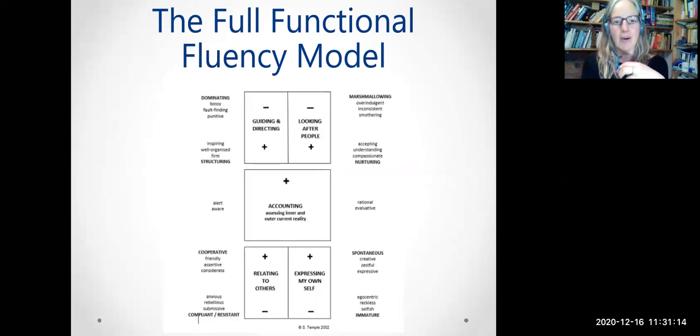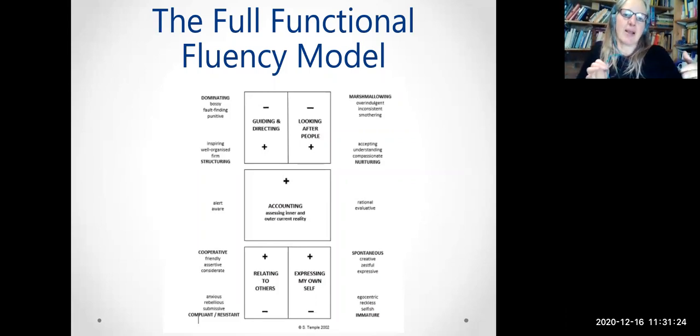Okay. Now back to accounting. So we're going to be alert, aware, rational, evaluative, assessing inner and outer and current reality. And this is why inner and outer is, how am I feeling today? Oh, I've got my period. You know, I'm really tired. I didn't sleep very well. I'm recovering from COVID, so I'm still tired. What do I need? That's the inner accounting.